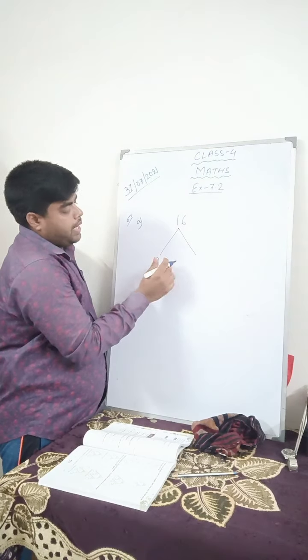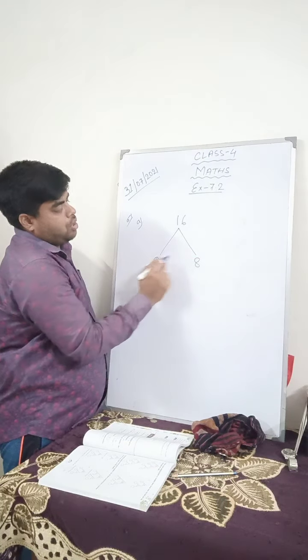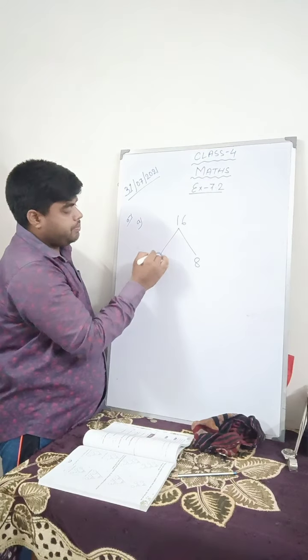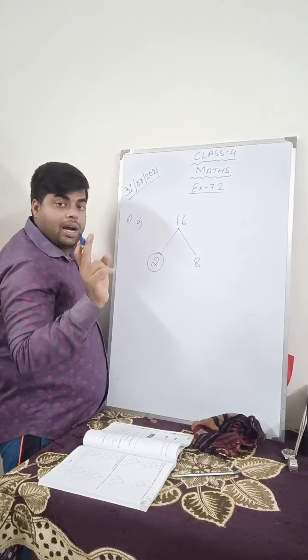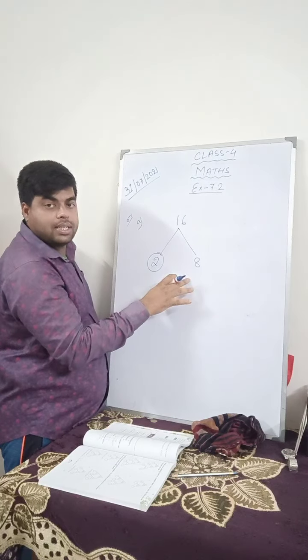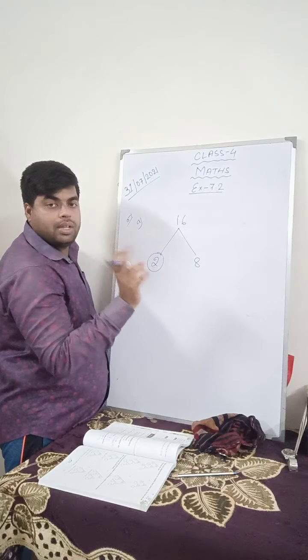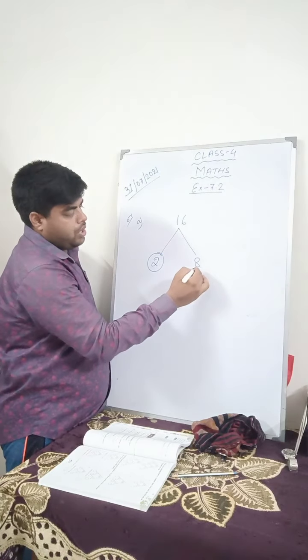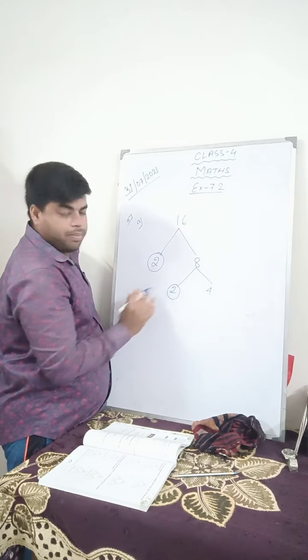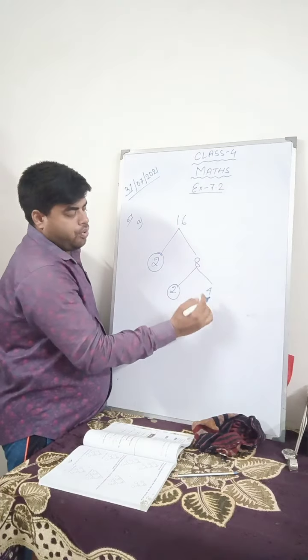So 2 into 8. 2 into 8 is 16. So 2 is a prime number, you will circle it. 8 is not a prime number. And I have told you that you have to keep on dividing this 16 unless the number becomes a prime number. So this again you divide by 2. 2 into 4 is 8. So 2 is a prime number. Next, 4 is not a prime number.